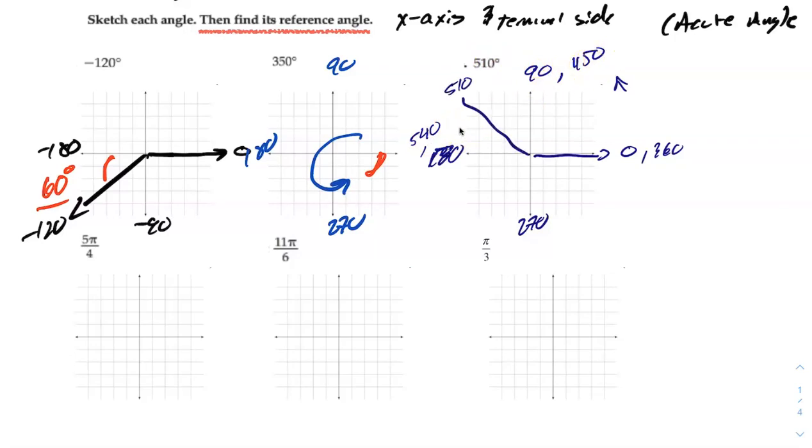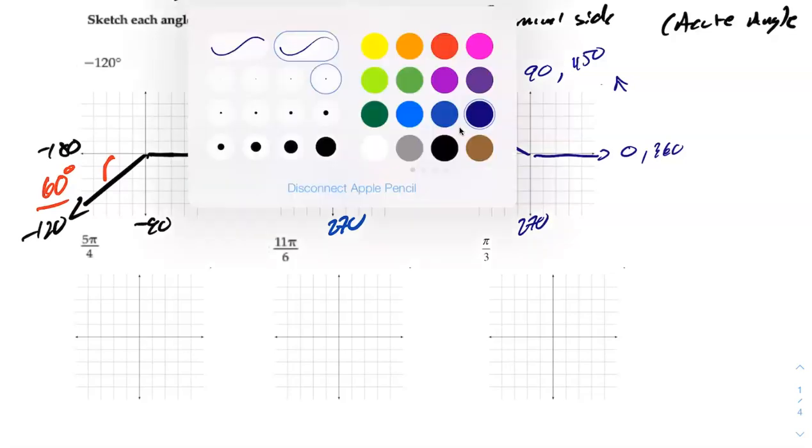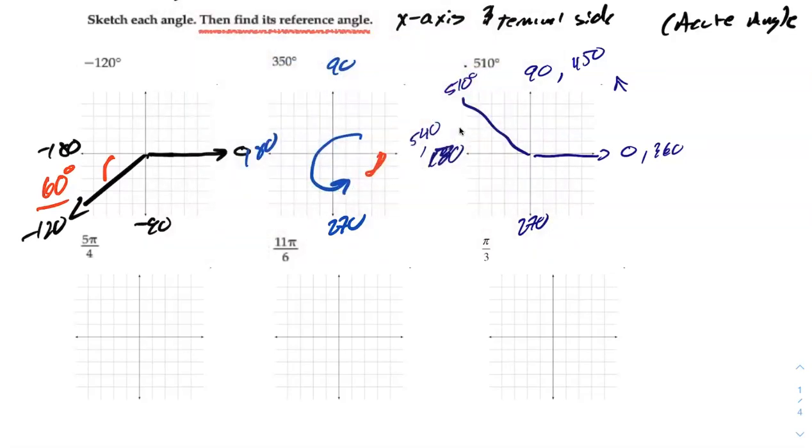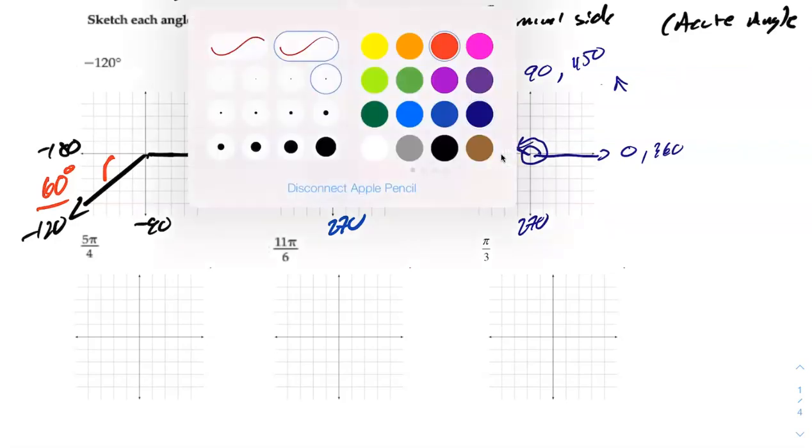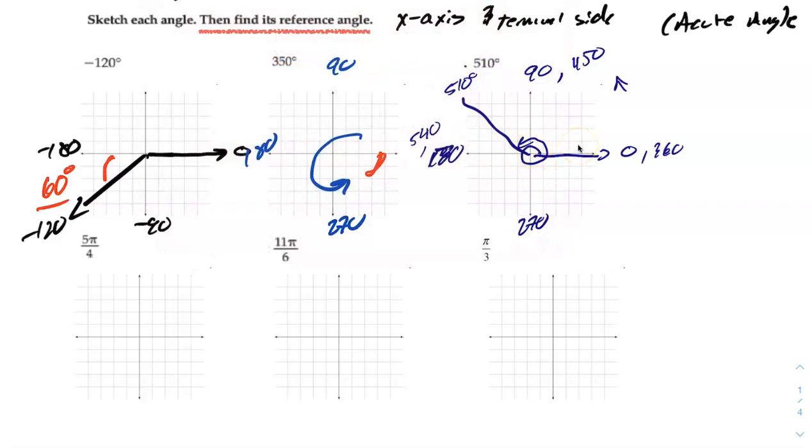Again, I don't really care where, just on the correct quadrant. So really what we're doing is we're going around in a circle and then going a little bit further. Again, that's not required, but just to show you what's going on. And then what's the reference angle? Well, the distance from here to here. 540 minus 510 is 30. So that's my reference angle, 30 degrees.